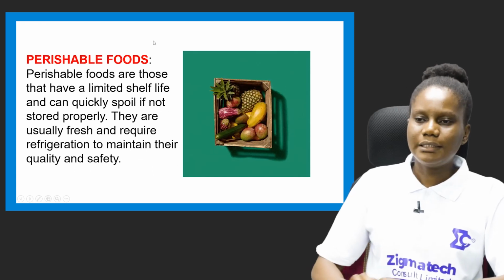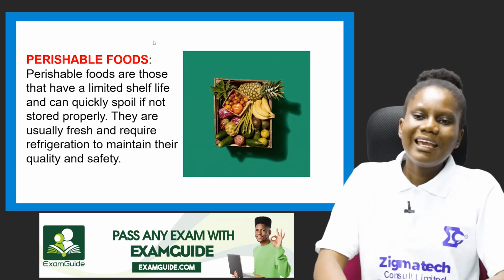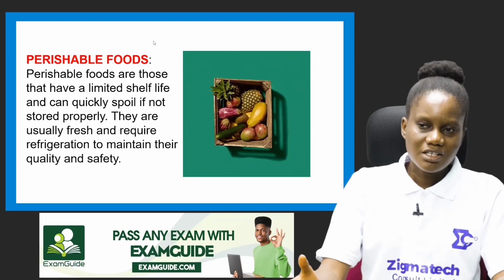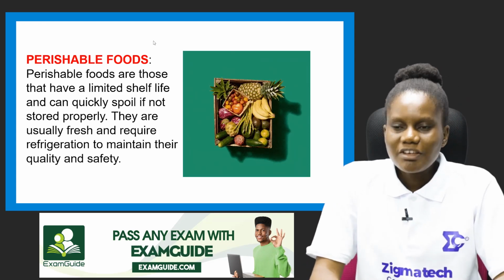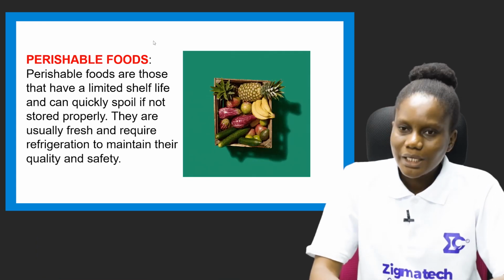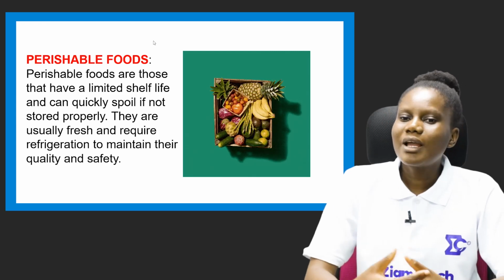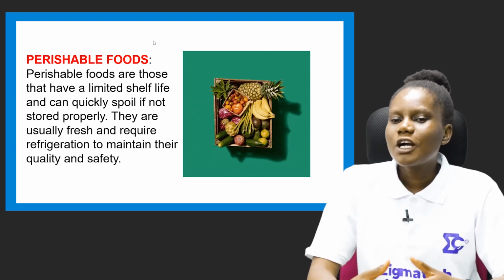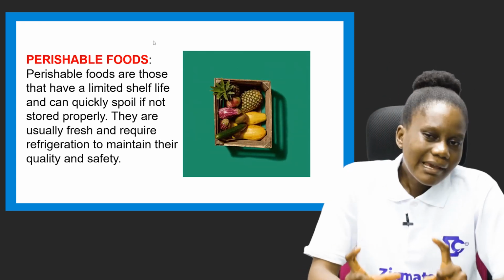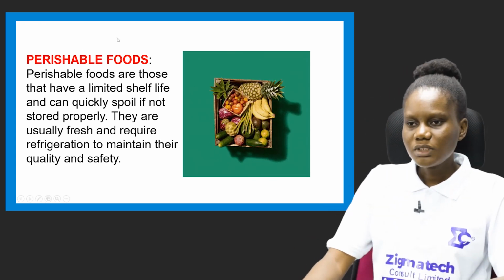So perishable foods, what are they? Perishable foods are those that have a limited shelf life and can quickly spoil if not stored properly. So they have a short shelf life, and they can quickly spoil if you don't store them properly. They are usually fresh and require refrigeration to maintain their quality and safety.